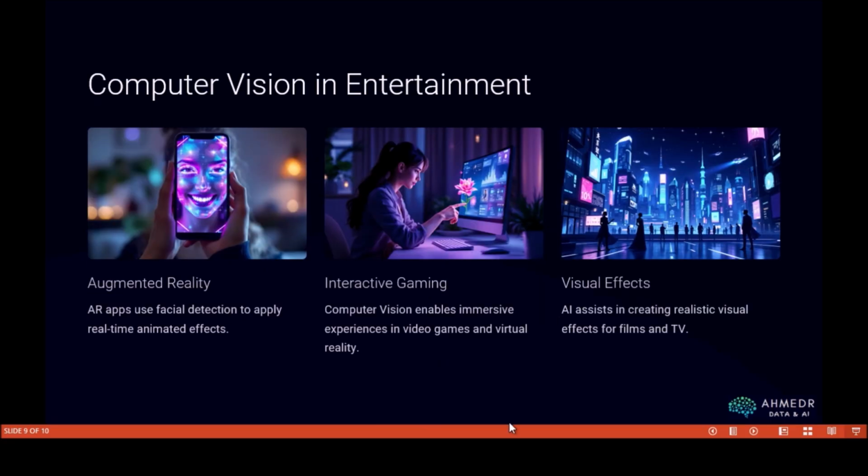The next real-world application that we are going to discuss is in the entertainment field, augmented reality and video games. Finally, in entertainment, computer vision is used in applications like augmented reality, AR filters, and interactive video games. For example, AR apps can detect a person's face and overlay animated effects in real time, creating a fun and engaging experience.